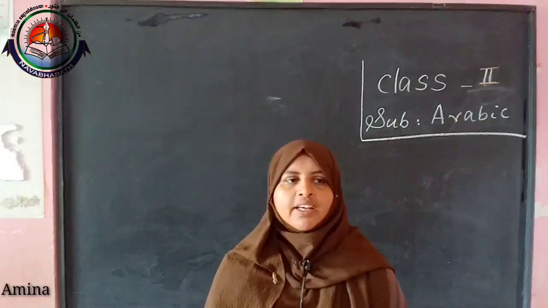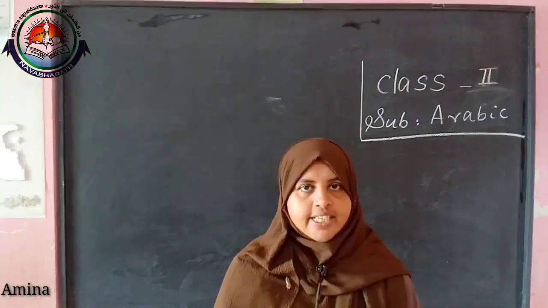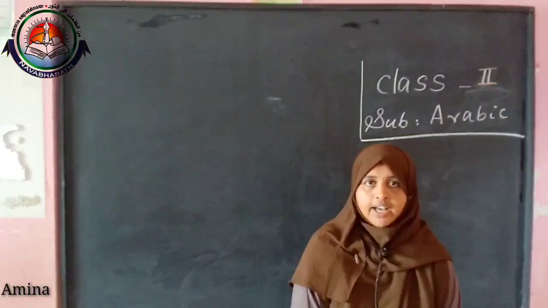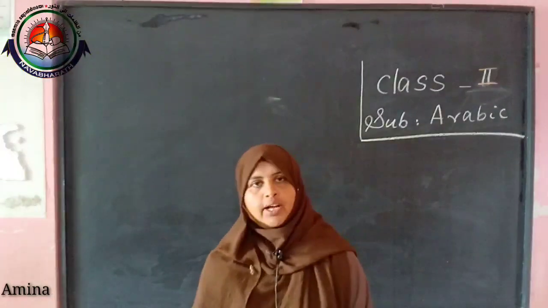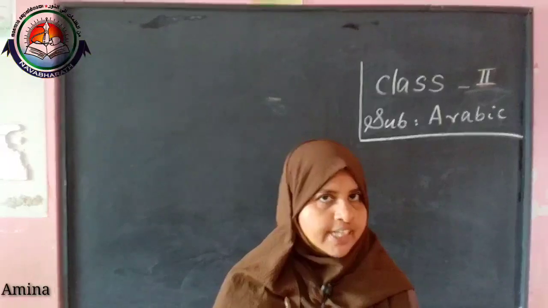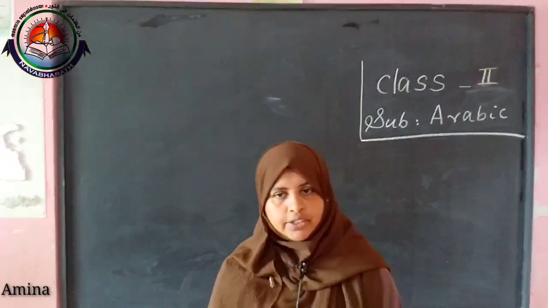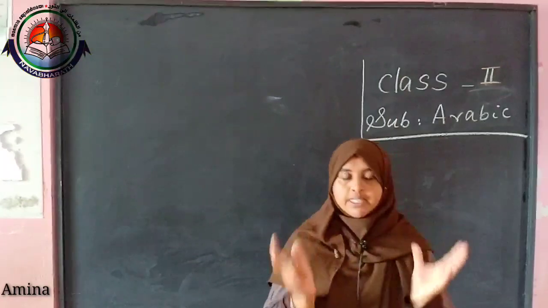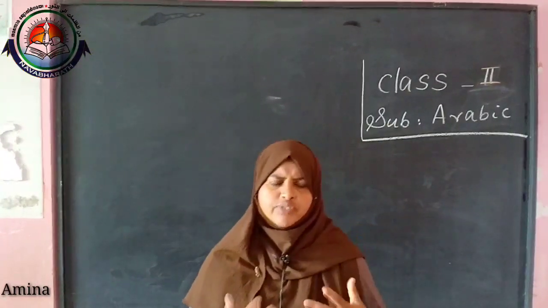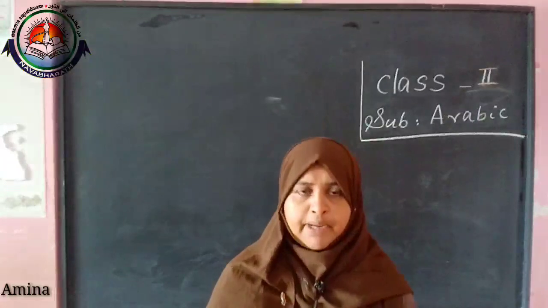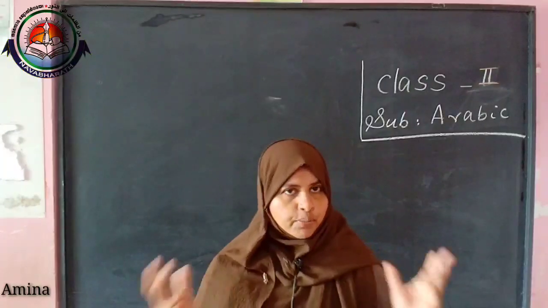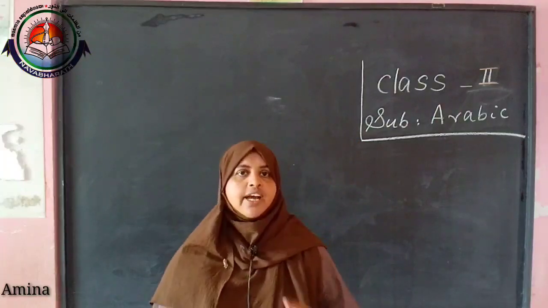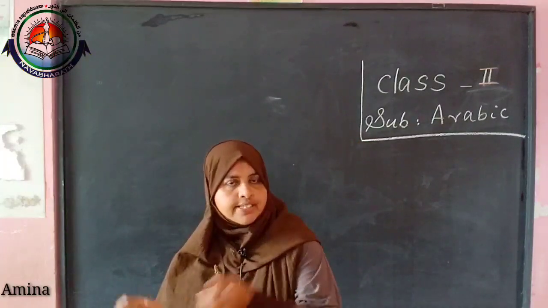Okay. In the last class, we explained about huruf shamsiya and huruf al-qamariya. Huruf shamsiya means what? Do you remember? What was the meaning of shams? Shams means sun. What was the meaning of qamar? Qamar means moon. Huruf al-qamariya means moon letters and huruf shamsiya means sun letters.